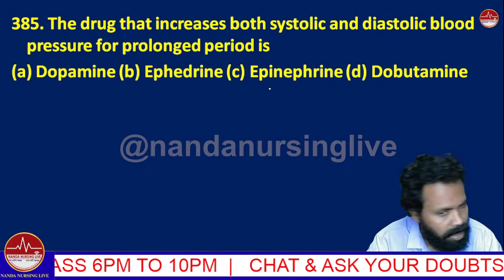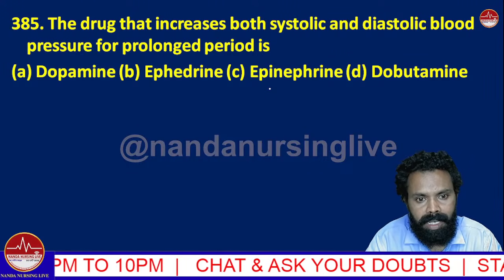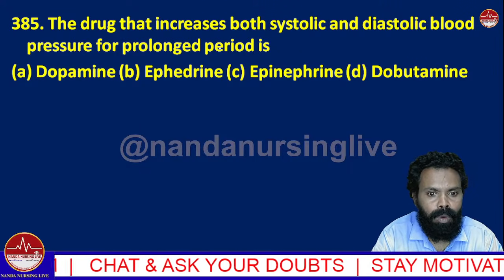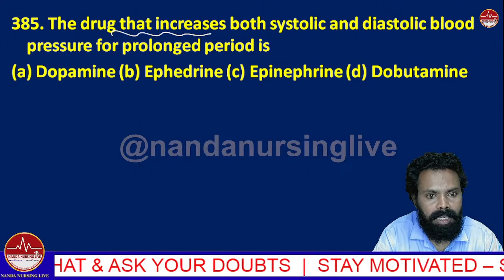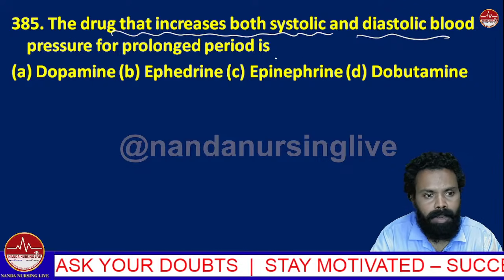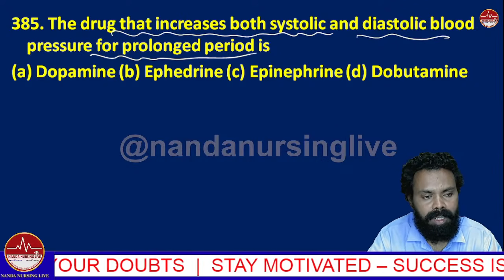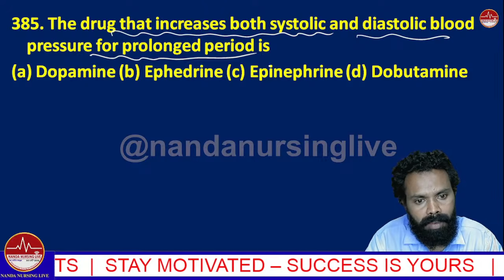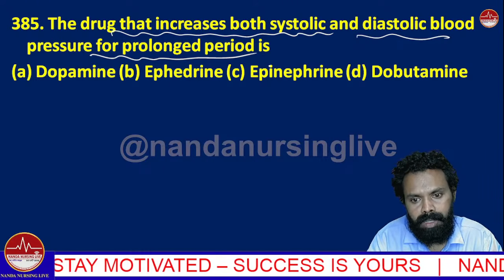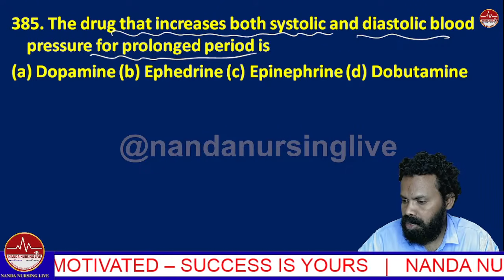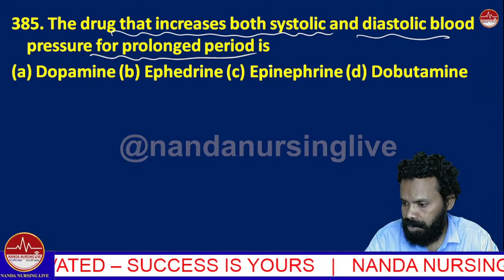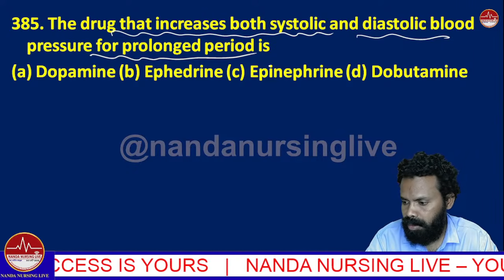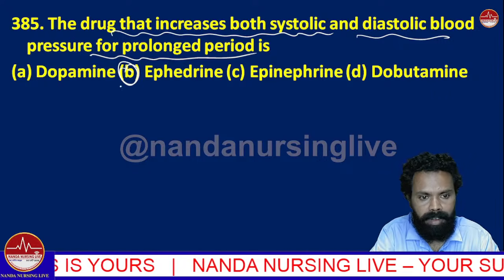Next question, question number 385. The drug that increases both systolic and diastolic blood pressure for a prolonged period is: option A, dopamine; option B, ephedrine; option C, epinephrine; option D, dopamine. Which option is the correct answer? Ephedrine is the correct answer.